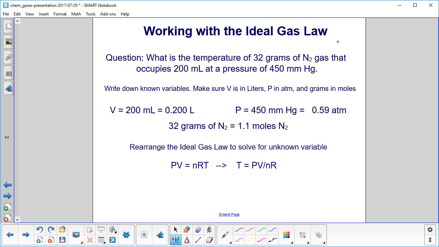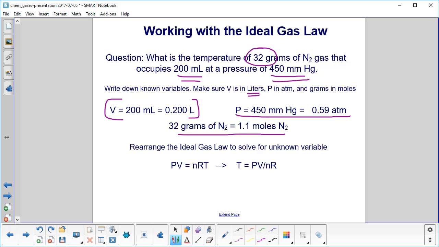Question: what is the temperature of 32 grams of nitrogen gas that occupies 200 milliliters at a pressure of 450 millimeters of mercury? So you write down the known variables and do the conversions right up front. We go from milliliters to liters, because we have to be in liters for the volume. We have to be in atmospheres, so we know that 1 atmosphere is 760 millimeters of mercury. And then we go back to our old friend molar mass to figure out how many moles of nitrogen gas we have.